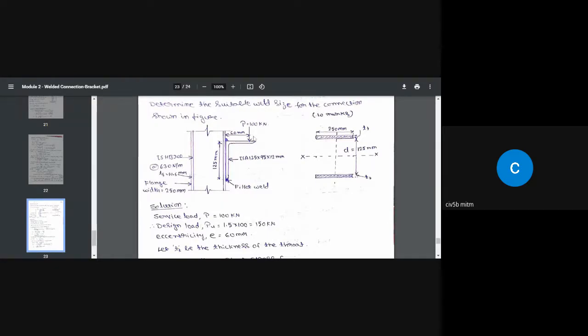And for this angle, it is ISA 125 by 95 by 12 millimeter, with the longer leg, that is the 125 millimeter leg, connected to the flange of the I section. This is serving as a bracket support, and this is supporting a service load of 100 kilonewton. Okay, and we need to design the welded connection to withstand the service load of 100 kilonewton.